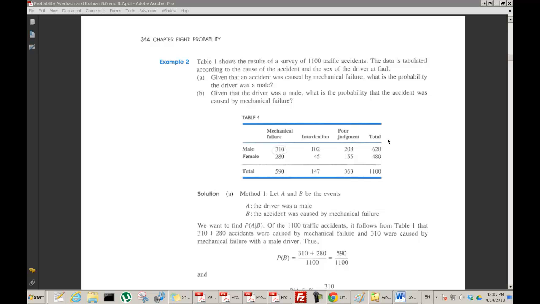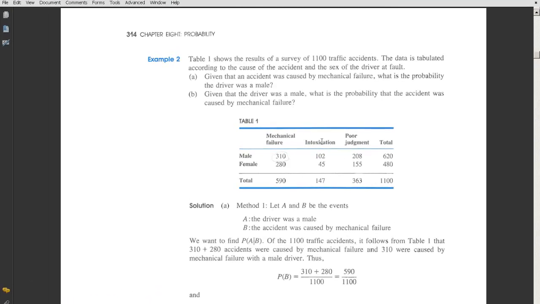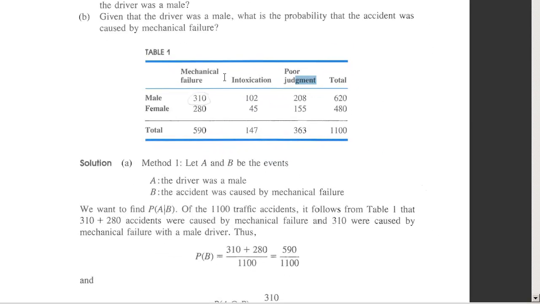So this is again called a contingency table, in this case a 2 by 2. No, it's not 2 by 2. A 3 by 2 contingency table. Okay, so we have mechanical failure, intoxication, and poor judgment. So these are three possible causes that they consider. Mechanical failure means something wrong with the car, person was drunk, or they just had poor judgment. Okay? And male and female.